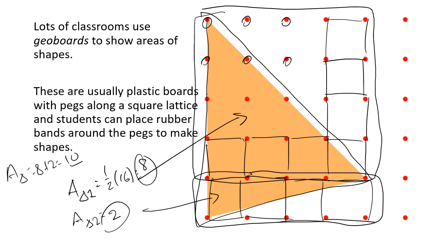But if students are counting pegs or nails, or however you want to think about it, instead of the spaces in between, they're going to get the wrong answer. So really be careful. Watch students if you're working with geoboards that they're counting the right thing. Be careful working with a geoboard problem. Make sure you're counting the right thing.